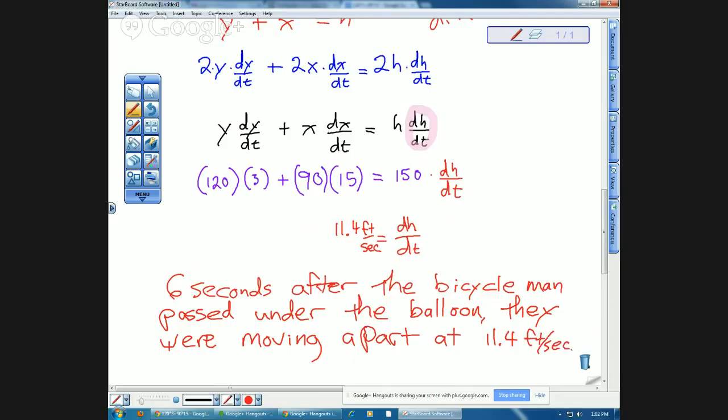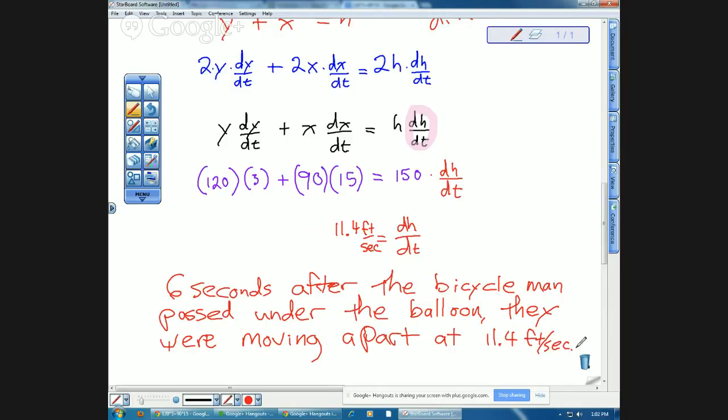Okay, so I don't know if this is the best sentence, but I think it works. So I wrote: 6 seconds after the bicycle man passed under the balloon, they were moving apart at 11.4 feet per second. Now, just at that instant, if I look later, it's going to be slightly different because the triangle changed shape. But at that instant, that's how fast they were moving apart.